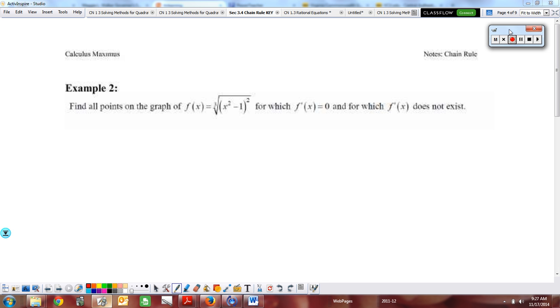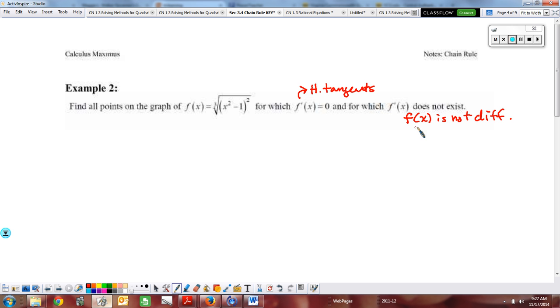We want to find all points on the graph of f of x for which the derivative does not equal 0. So that would be the place where we have horizontal tangents. And then we're also going to look for the place for which the derivative does not exist, so all the values for which f of x is not differentiable.